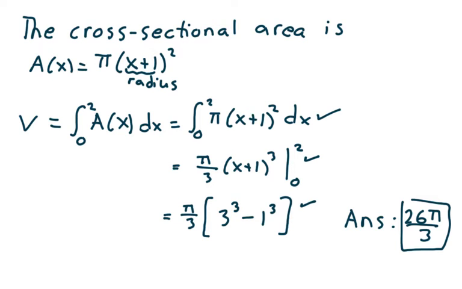3 to the third is 27. 1 to the third is 1. 27 minus 1 is 26. So the answer for problem 11 is 26 pi over 3.